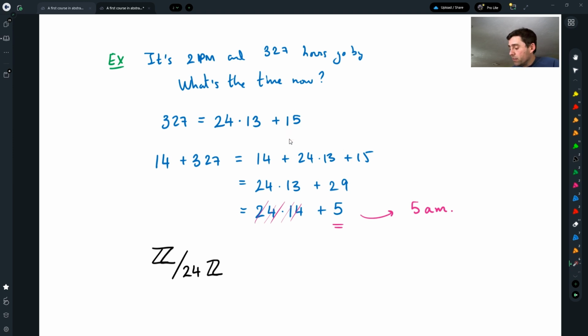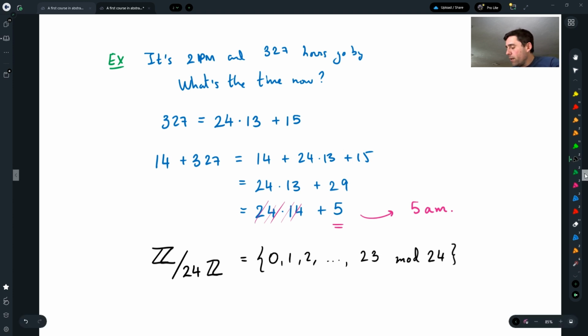And Z modulo 24Z is going to be the possible remainders modulo 24, which are 0, 1, 2, up to 23, all considered up to what we call modulo 24. If I am at the 23rd hour and I add 1 hour, then I'm at the 24th hour, which is the 0th hour, so it goes back to 0. So let me do this in a more formal way.